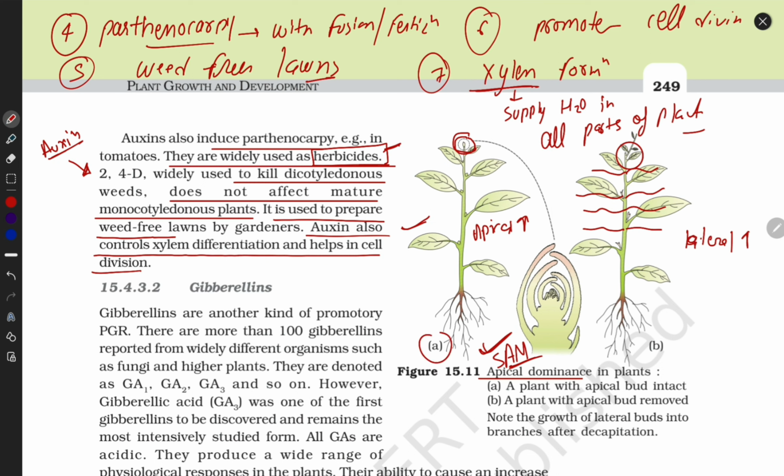So portion A is a plant with apical bud intact. Plant B is a plant with apical bud removed. So the note is the growth of lateral bud into branches after decapitation. Decapitation means removing of the cap, the tip part.